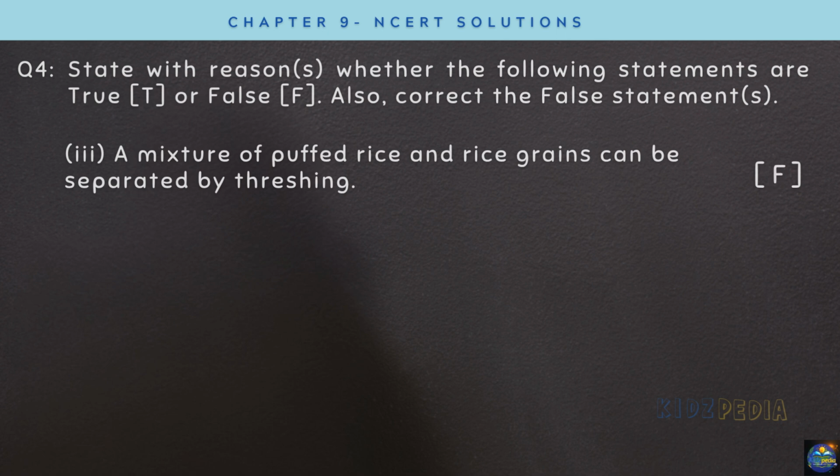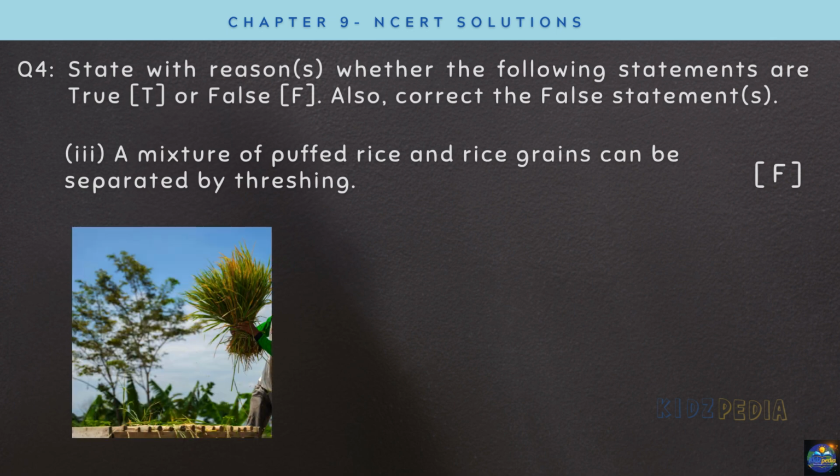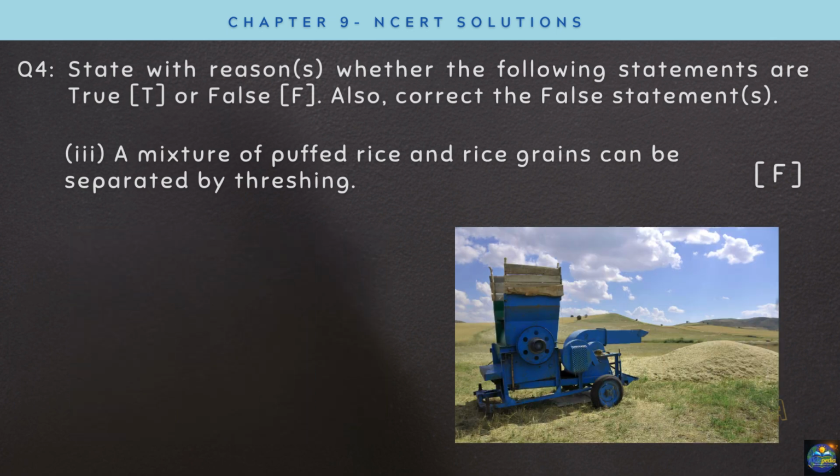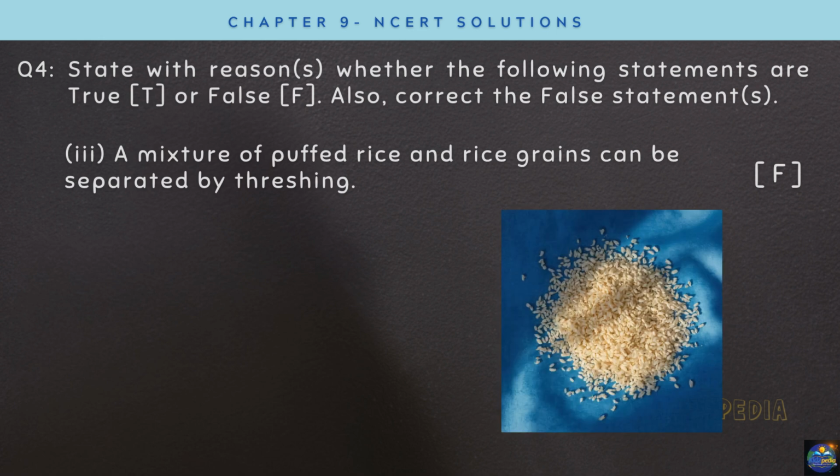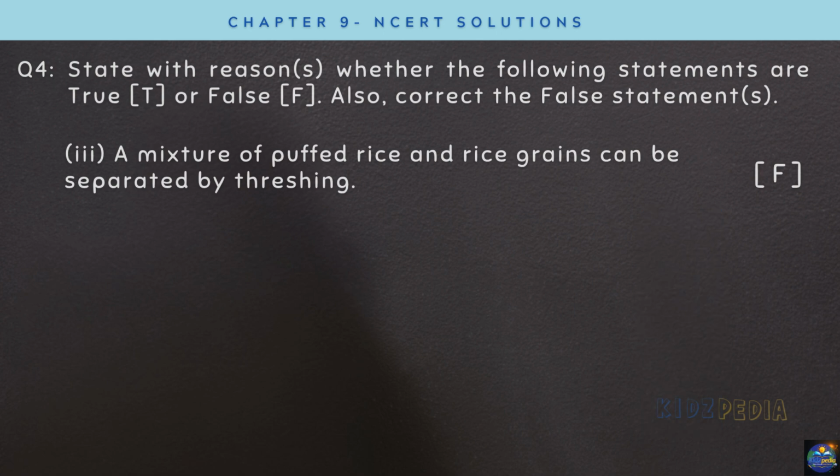This statement is false. Threshing is a method used in agriculture to separate grains from the stalks and husks of harvested crops like wheat or rice. It is usually done by beating the crop or using machines. But in this case, we have a mixture of puffed rice and rice grains, and the difference between them is mainly their weight. Puffed rice is much lighter while rice grains are heavier.